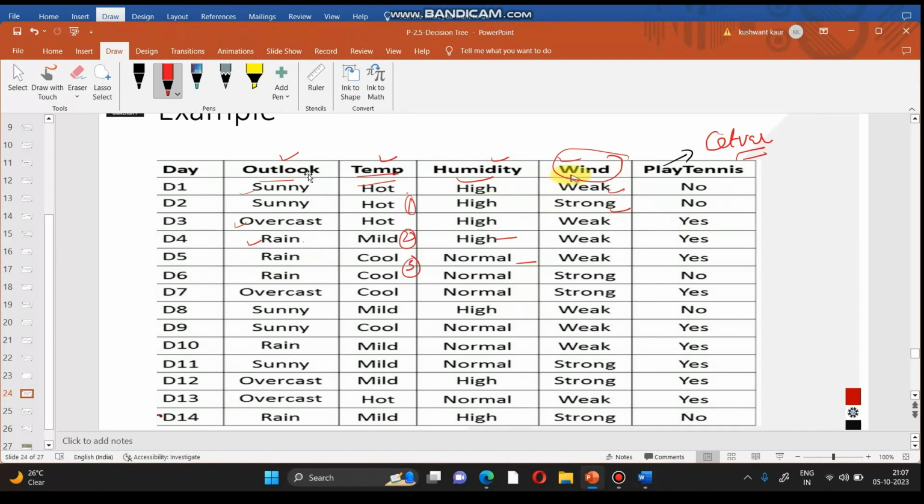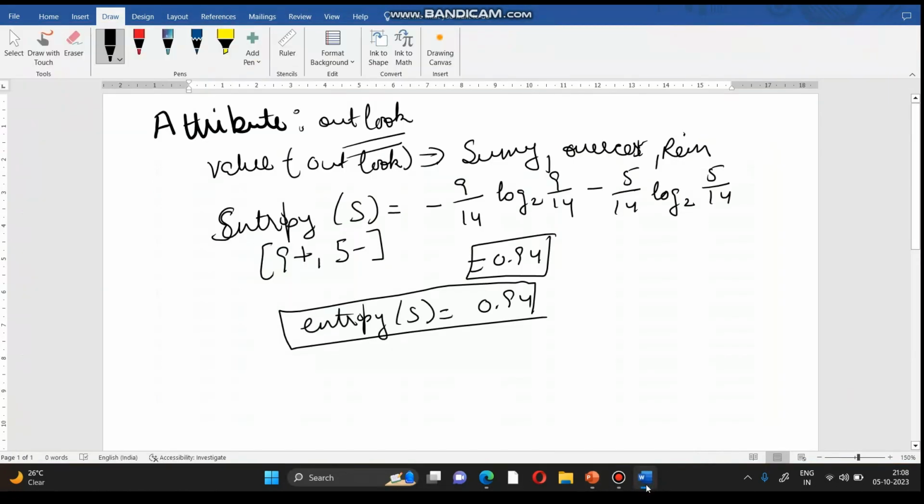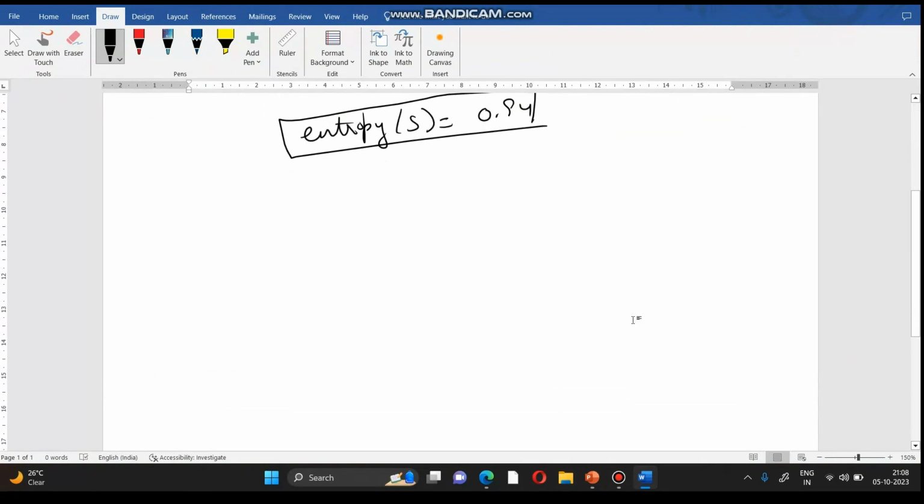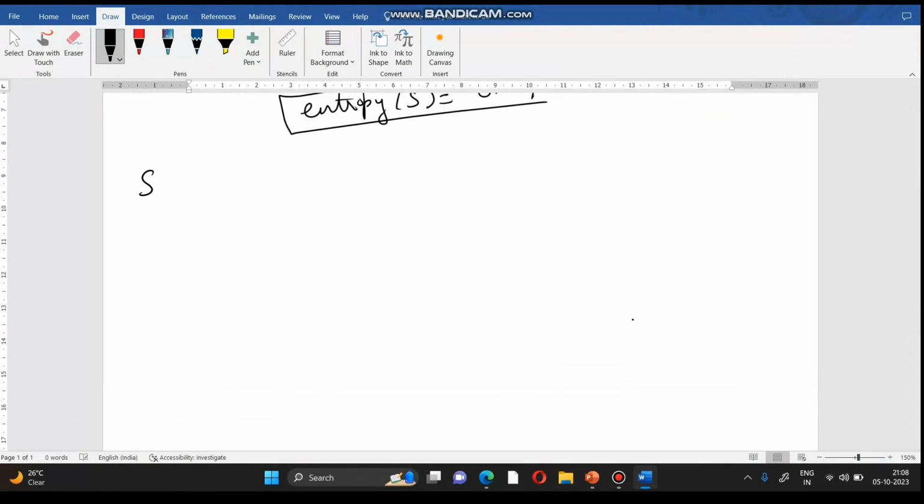We have to calculate the information gain for each and every attribute. So we are starting with the attribute outlook. In this case, we have 3 values, so we will calculate the entropy of all the 3 values. Fine. So for this, we know one value was sunny, so we will calculate the entropy for sunny. For sunny, how many yes and how many no?